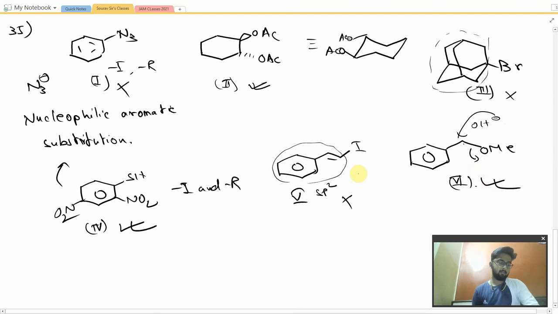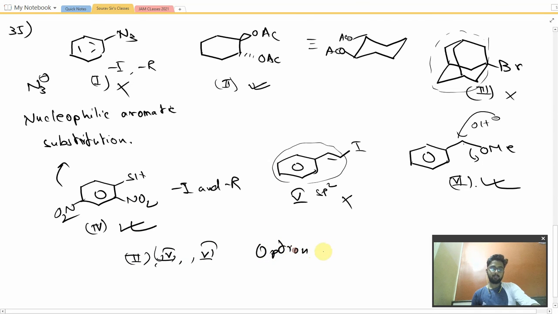Okay, so we got that 2, 4, and 6 would be showing nucleophilic substitution in the following structures. In the options you can see that option C has 2, 4 and 6, and therefore option C would be the correct answer over here.